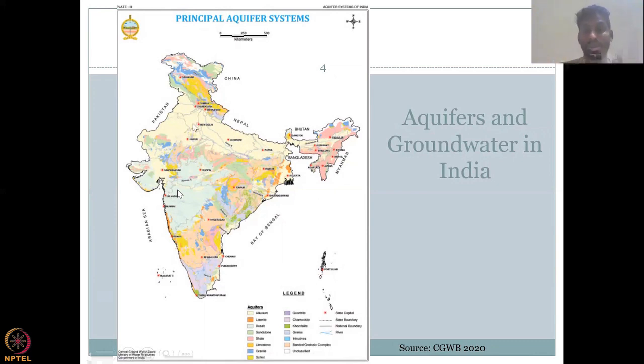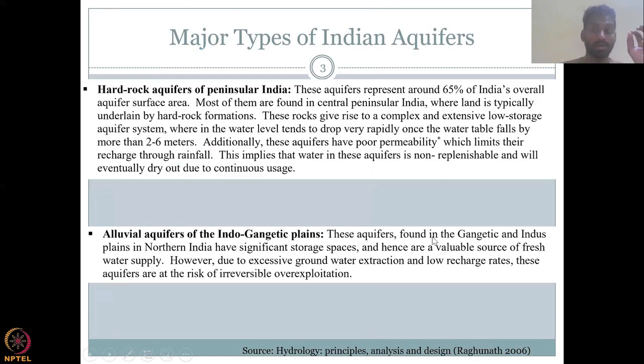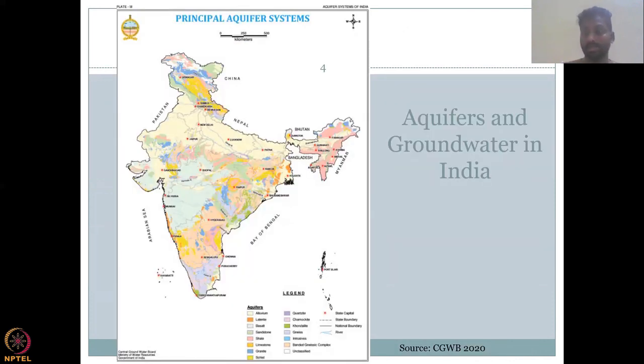So first is your alluvial in the picture, and then you have the hard rock basalt aquifers. The term basalt comes from the name of the rock. Basalt itself is a hard rock. So when in the previous slide we mentioned hard rock aquifers, it is not a term given to the formation of the rock. The rock itself is very hard and doesn't disintegrate that fast. There are multiple types of hard rocks, and that is what we are seeing in this image.